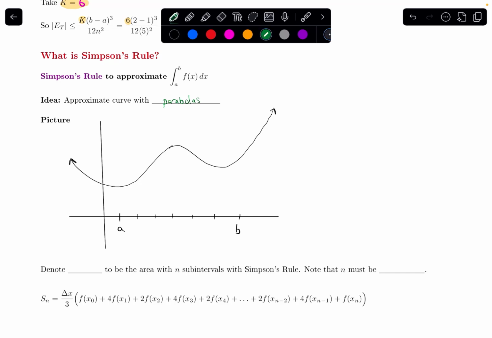Let me label these points. Where A is, I'll call that x0, and then I'll have x1, and then x2, up until B, which we call xn. All right, and now let me go ahead and draw some of these parabolas. For this first set of subintervals, I need to take 2 of them, because I need 3 points to make a parabola. So I'll draw 1 point, my second point, my third point.